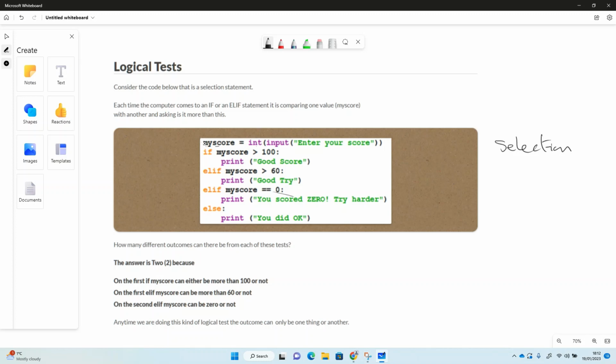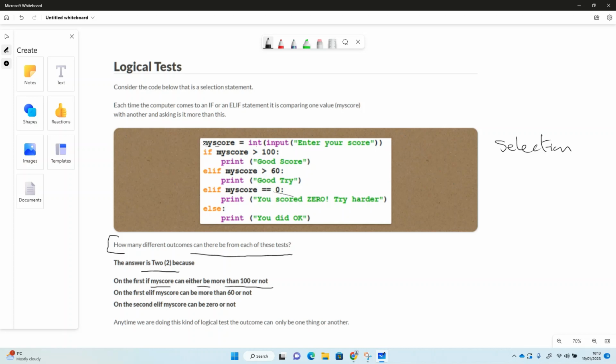So there are lots of tests here, but how many different outcomes could there be from each of these tests? Well, the answer is 2. There can only be 2 outcomes from each of these tests, because in the first one, my score, it's either more than 100 or it's not more than 100, and that's what we're asking. So we're saying if my score is more than 100, we'll do this, else we'll move on and do something else. So there are 2 options.